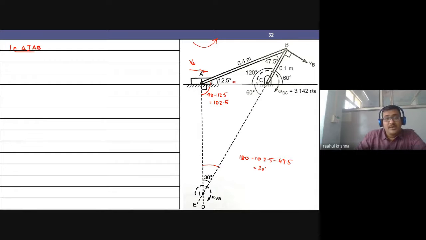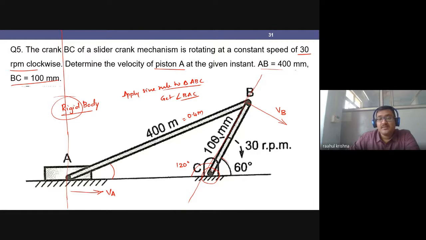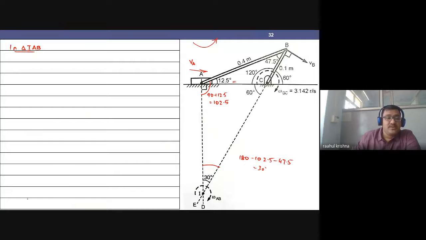In this question, I have not written the remaining steps of finding the angle because that is similar to the previous question. Then I have to find out my angular velocity. In this question I am given the length of the link BC. So let us do that first. Let us find out VB first.